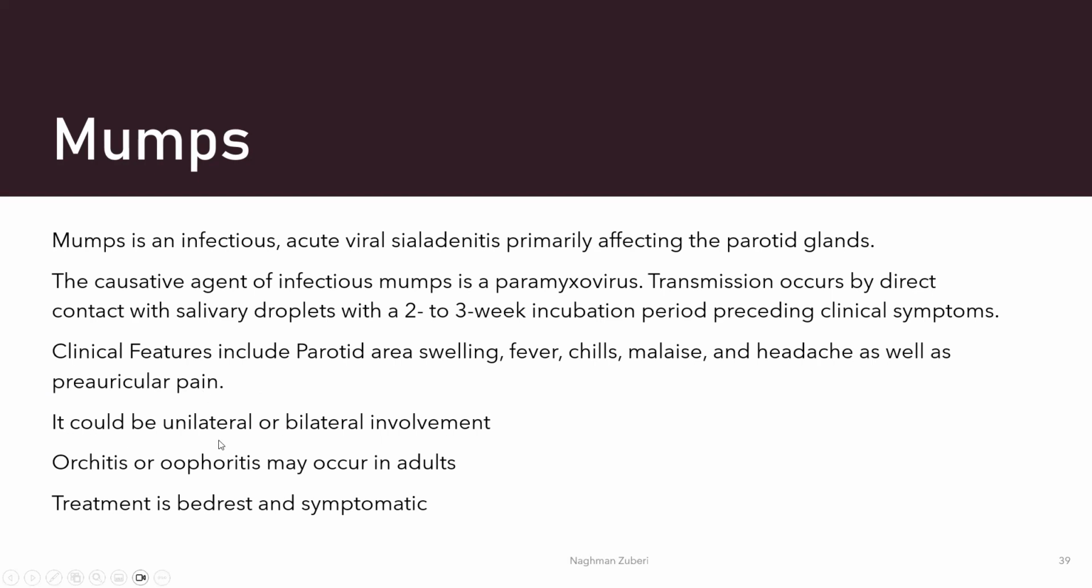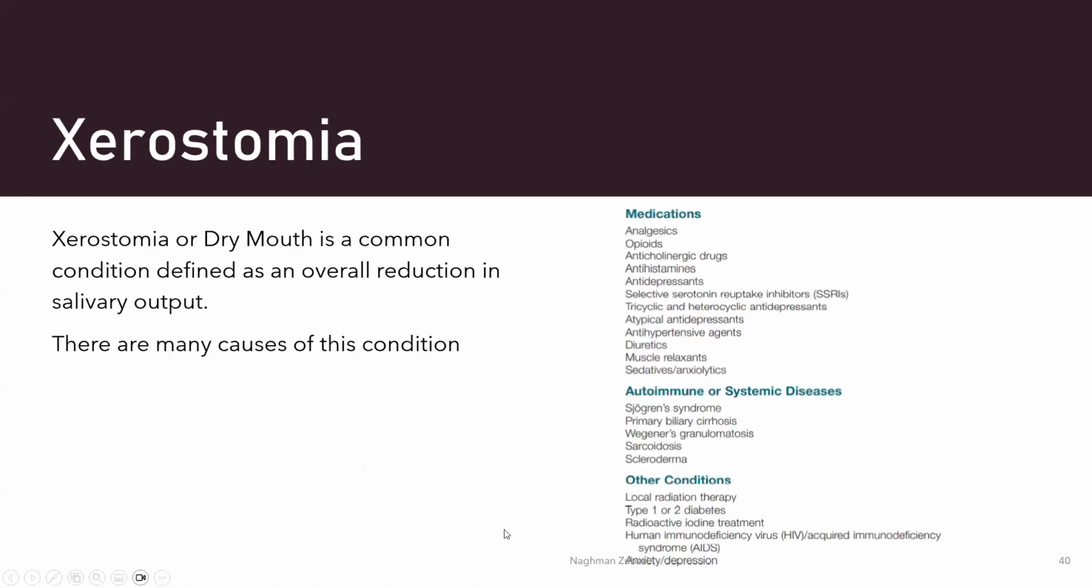It could be unilateral, it could be bilateral. Orchitis or oophoritis may occur among adults. That is why they say that if mumps occurs in an adolescent or even an adult, then we have to be very, very careful, because chances are that orchitis or oophoritis may occur. Treatment is bed rest and symptomatic.